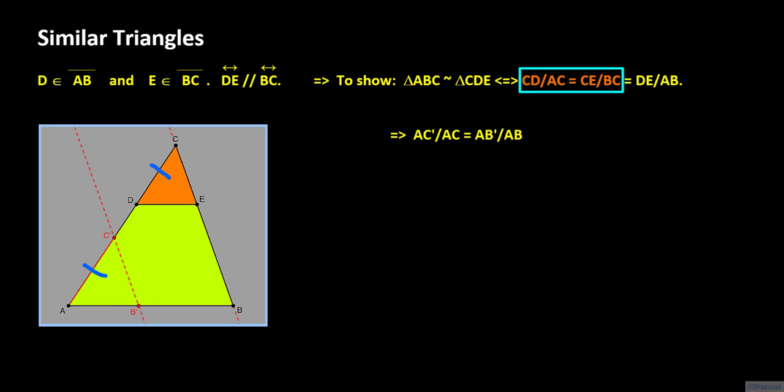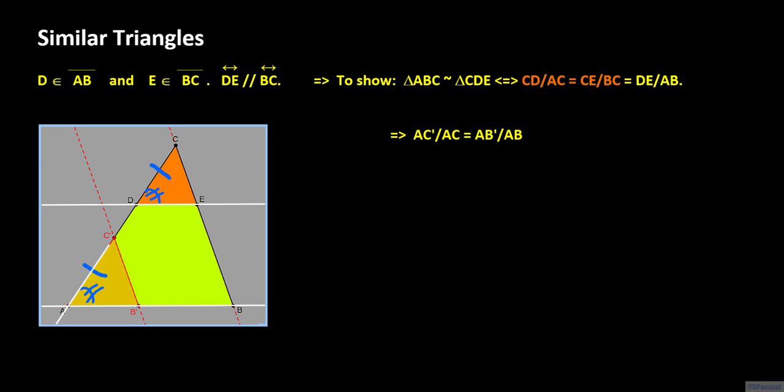To bridge the gap so that we include DE divided by AB in the set of equations, we use the idea of congruence between triangles. The triangles we are referring to are triangle AB prime C prime and triangle CDE. Between the two triangles, angle A and angle CDE are congruent because these are corresponding angles formed by parallel lines with line AC as the transversal.